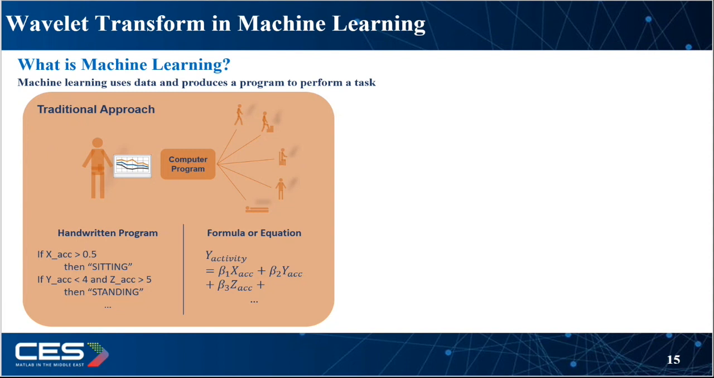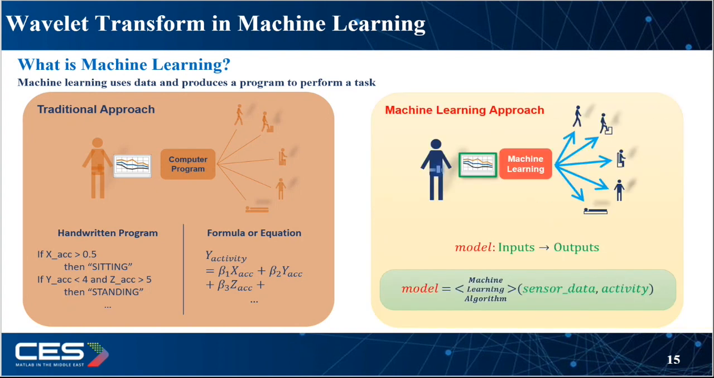It's like the opposite of what we learned before, let's say in 2000 or something. We learned that if we need to perform a task, we write an algorithm. In this case, machine learning will do that for us. It will produce a model in the format of a program to perform a task. This is an example here, showing how to classify human activities.